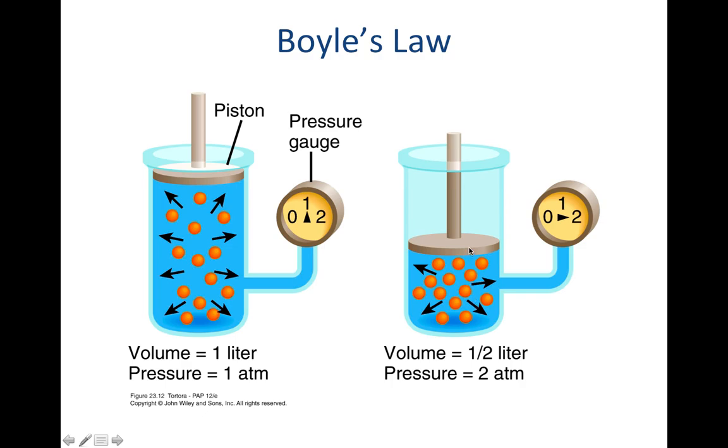But if we bring this piston up, we're increasing the volume of our container. So now it's at 1 liter, used to be 1/2 liter. And as we increase the volume, we've decreased how much pressure is on it. So we've moved from 2 atmospheres to 1 atmosphere. So as we increase the volume, we decrease the pressure. That's what Boyle's Law states.